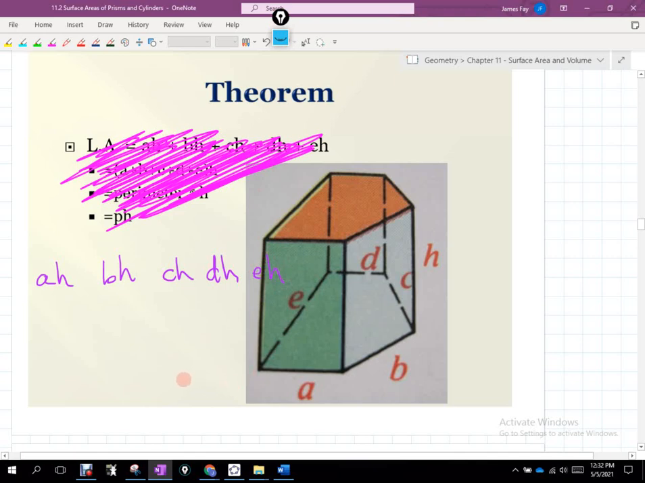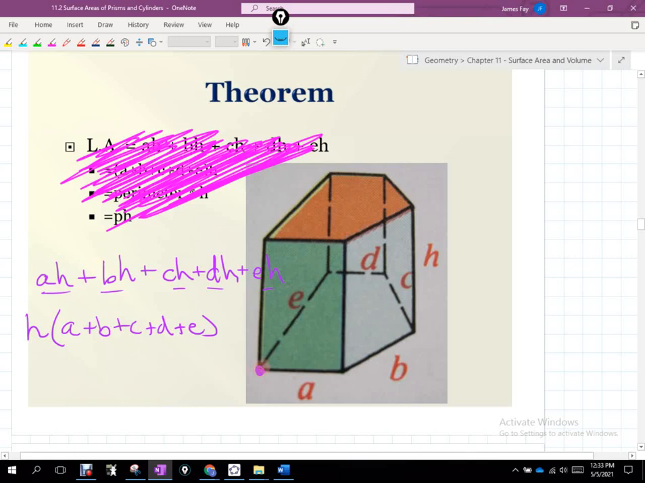All right, so what am I going to do to get the lateral area with all those rectangles? You're going to add them. Okay? Now, here's a little bit of algebra. What does each one of these have in it? H. Let's take that H out real quick. And you'd be left with A plus B plus C plus D plus E, wouldn't you?